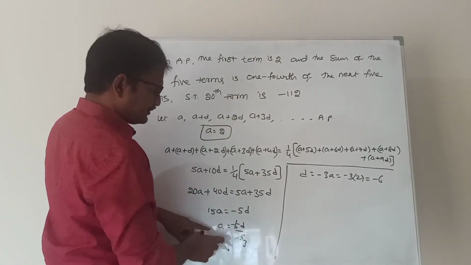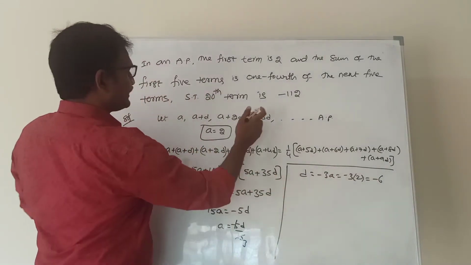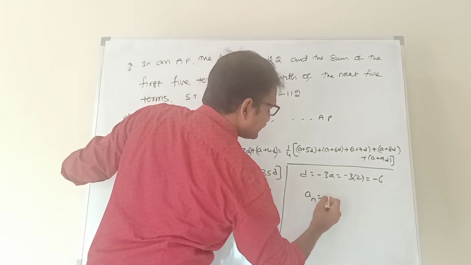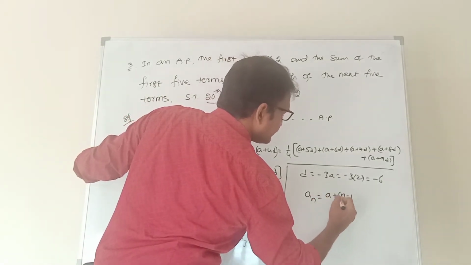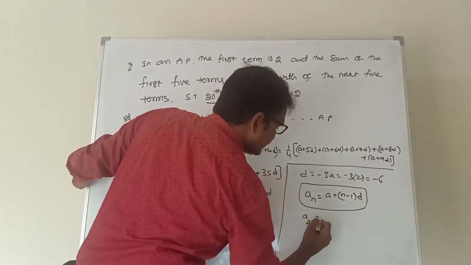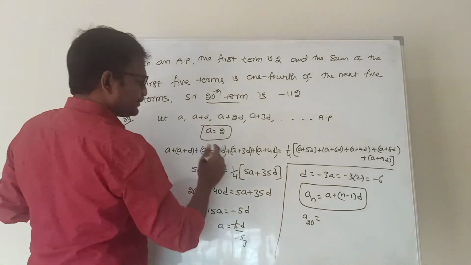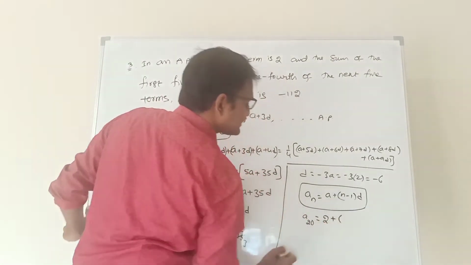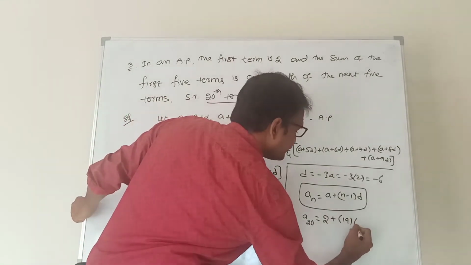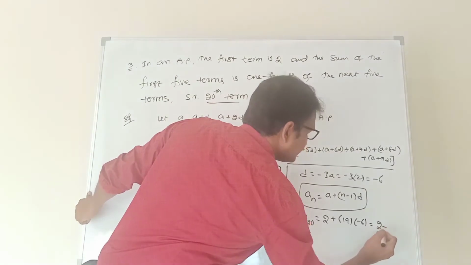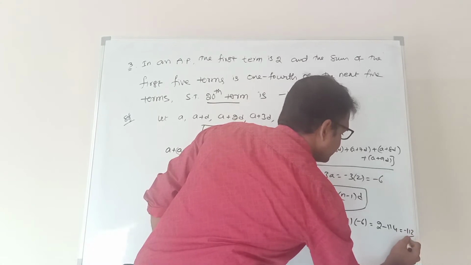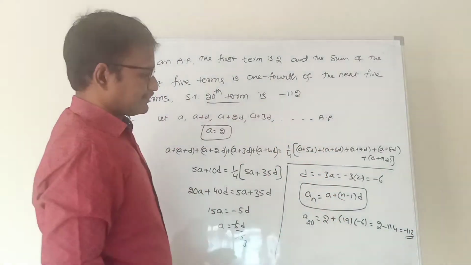If you know the d value and the a value, then we can find the 20th term. The nth term formula is a plus n minus 1 into d. This is the formula for the nth term, but we want the 20th term, so the n value is 20. The a value is given, 2 plus 20 minus 1, which is 19, into the d value minus 6. 2 minus 114 equals minus 112. So the 20th term is minus 112.